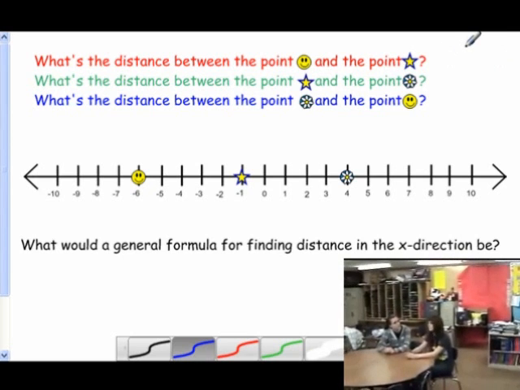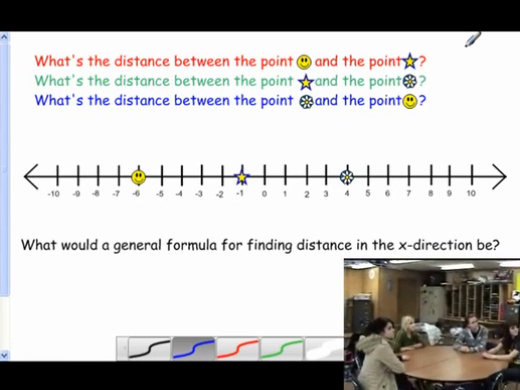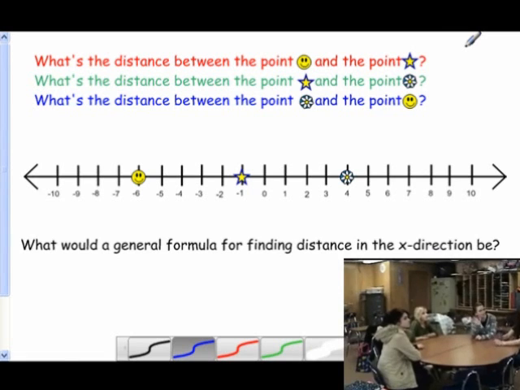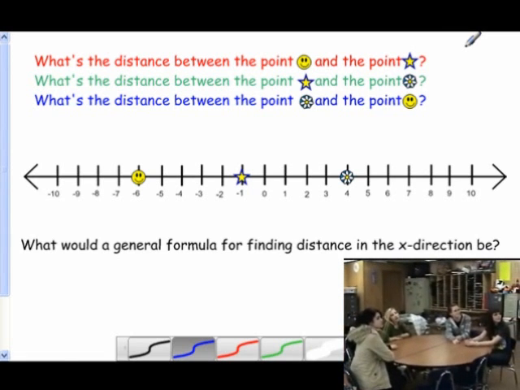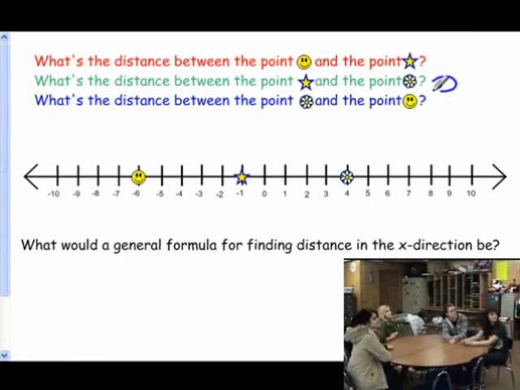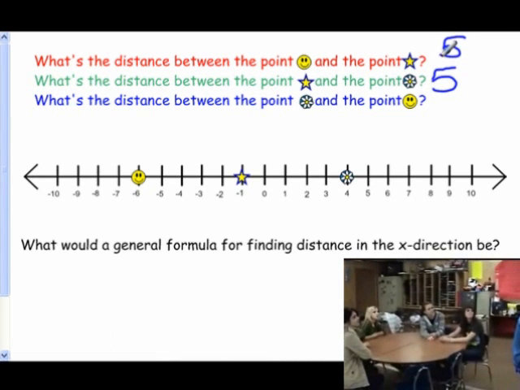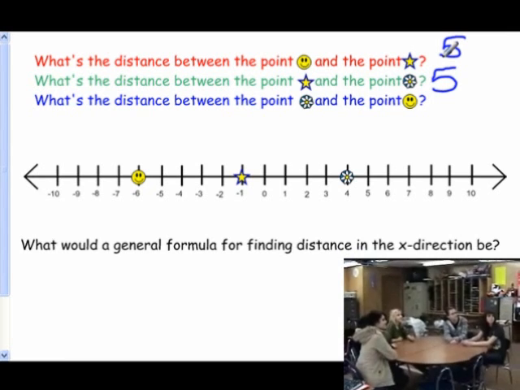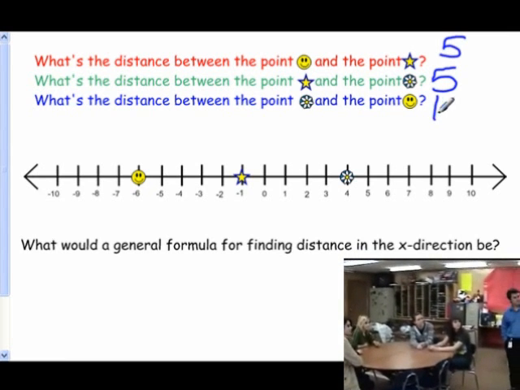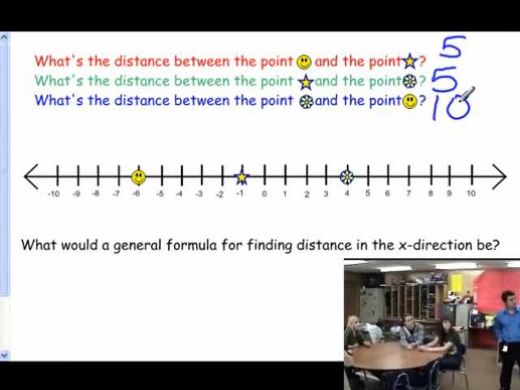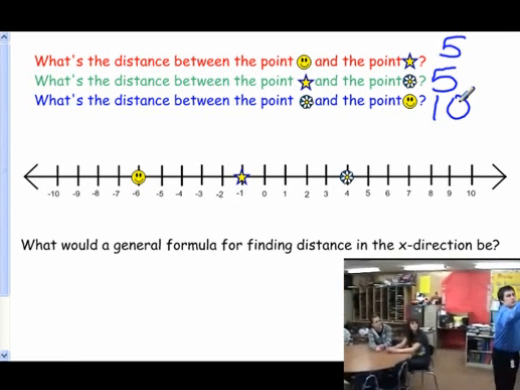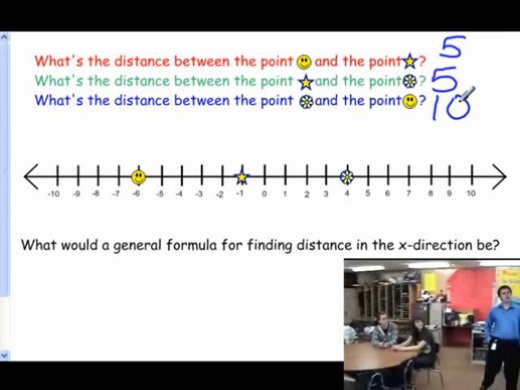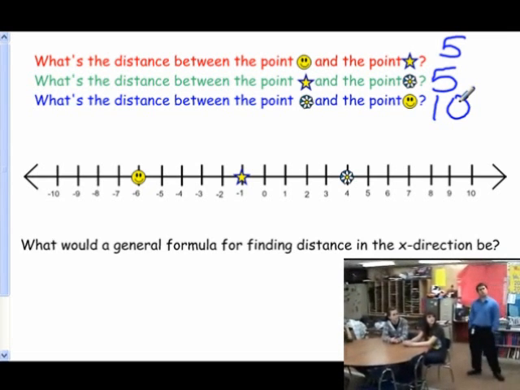Like, you want the actual number? Yeah, if you can give me a number, that would be great. Okay. Smiley face and the star. 5. 5, yeah. So you got 5 there. What about the second question? 5 again, okay. There we go.